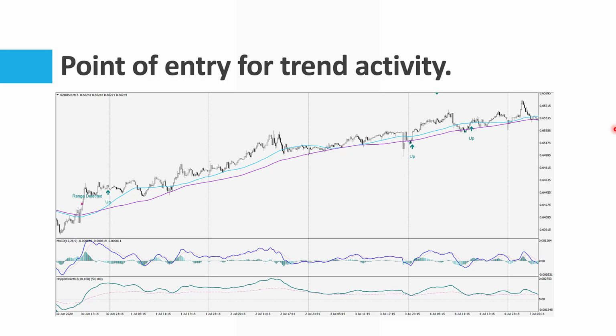In this example, trend activity lasted for days. It doesn't always last for days, but the point is you don't know when it will or when it won't, and it really gives you a clear picture of when it started, and it gives you an X of when it's over.